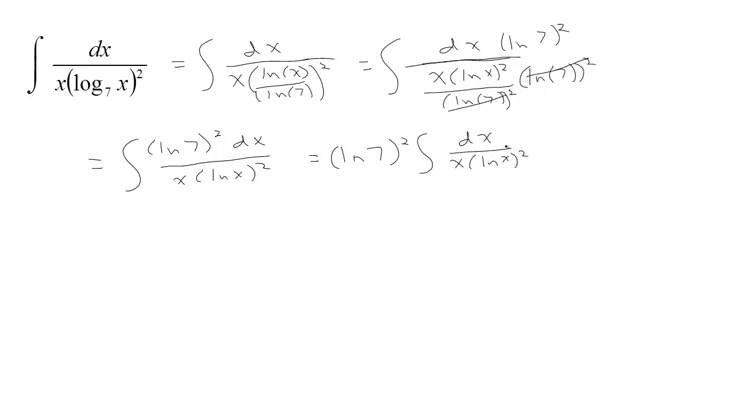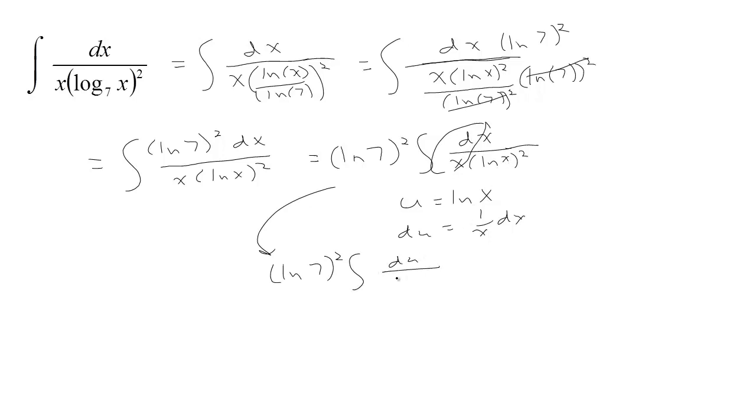At this point, you can notice that a good substitution to make would be u equals ln x. The reason that's a good one is because then du is 1 over x dx, and you actually have 1 over x dx right here in the integral. So when we do our substitution, we get the natural log of 7 squared, and then dx over x is du, and ln x squared is u squared. So we have this constant ln 7 squared out in front of u to the negative 2 du, and we know what to do with the power. The power should increase, so we get u to the negative 1.